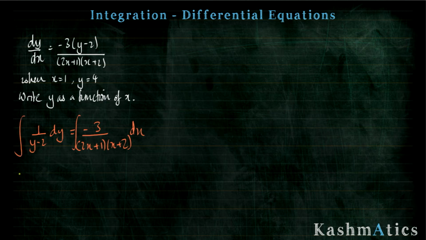Now the left hand side is fairly straightforward. It's just going to be a natural log. The right hand side I need to split into partial fractions. I'm not going to go through the process of splitting into partial fractions because I've done that in another video, and I'm just going to give you the result of that process. And then what we'll do is we'll look at integrating it.